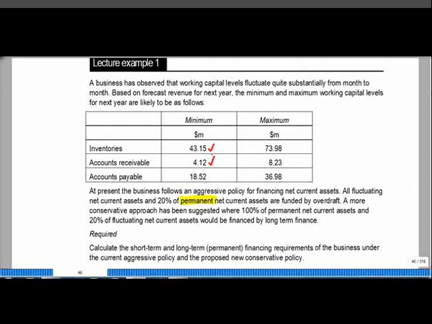But when we look at payables, we need to look at the maximum that's going to be required, because the higher our payables are, the better for our cash flow. So the lowest our cash flow requirements are going to be in any particular month is going to be given by our lowest level of inventory, our lowest level of receivables, and our highest level of payables.